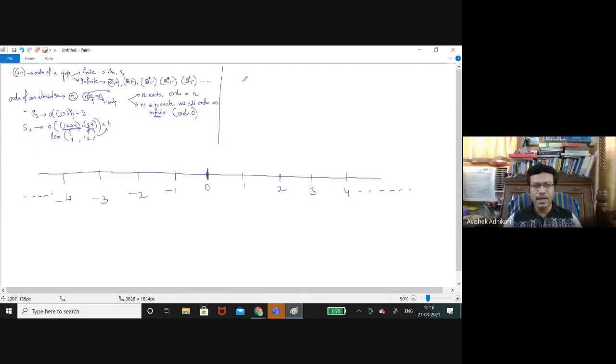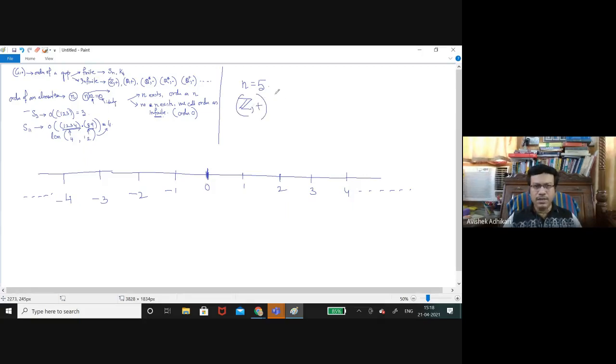Now take any positive integer. For example, say I have taken n to be 5. Now if I ask you the question, divide all the integers that are present in Z plus. So Z plus is a group.